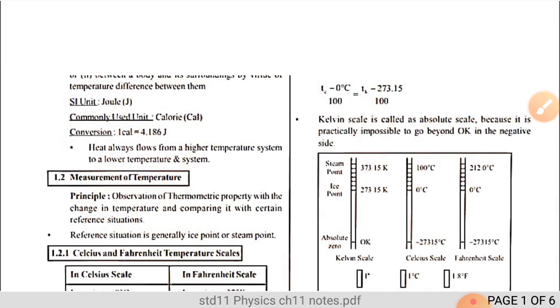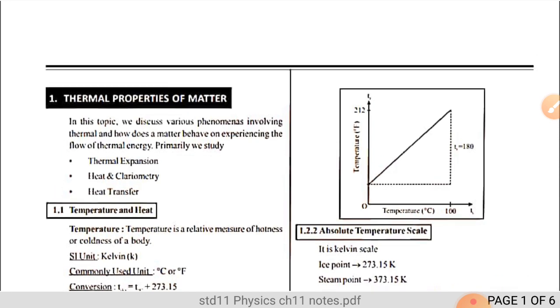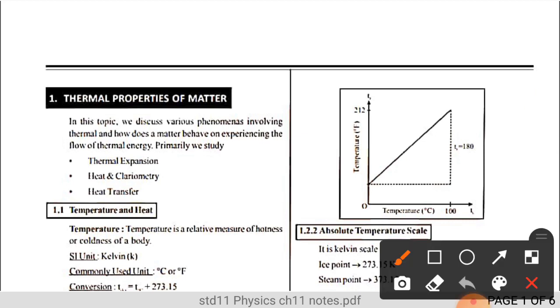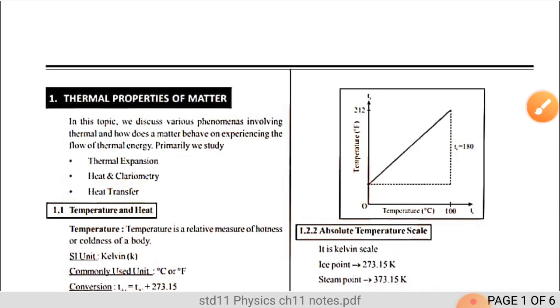Now here we are drawing the Fahrenheit versus degree Celsius graph. We know that as temperature rises we get a straight line, although the scales are different. Fahrenheit starts from 32, but degree Celsius starts from 0. The temperature rise for both is similar, that's why we get a straight line.